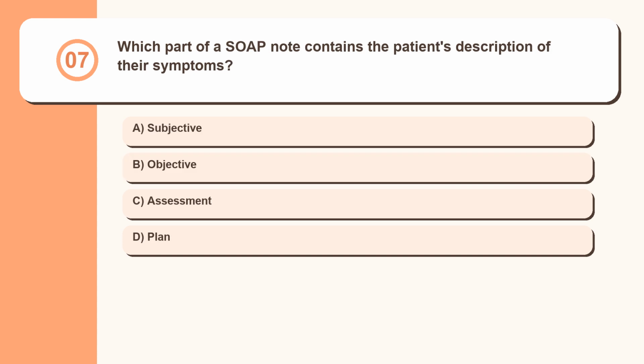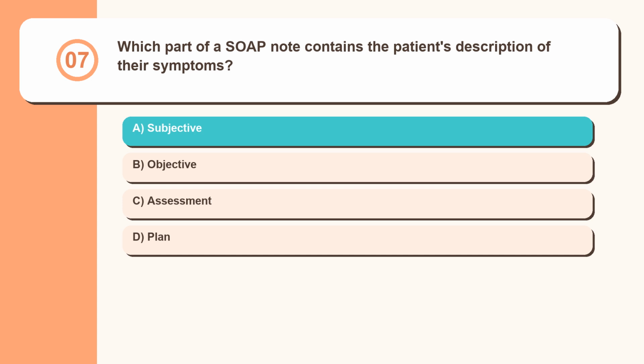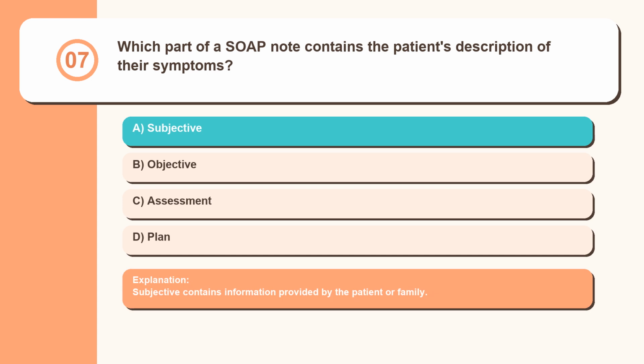Question 7. Which part of a SOAP note contains the patient's description of their symptoms? Subjective, objective, assessment, plan. Subjective contains information provided by the patient or family.